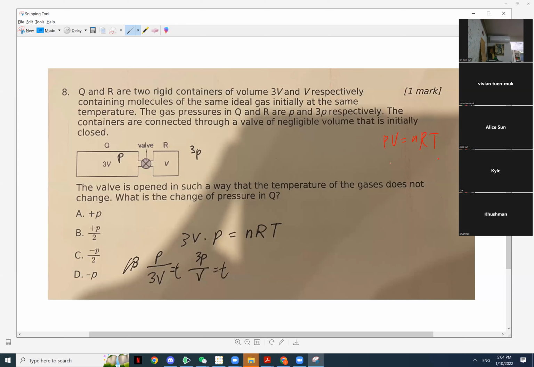Okay, first, same temperature, Q and R, pressure, connect, okay, open. Temperature doesn't change. What's the change in pressure? The first one, pressure, P.